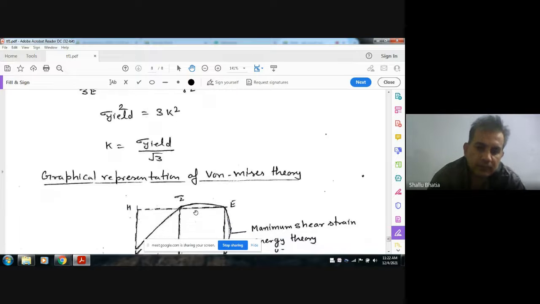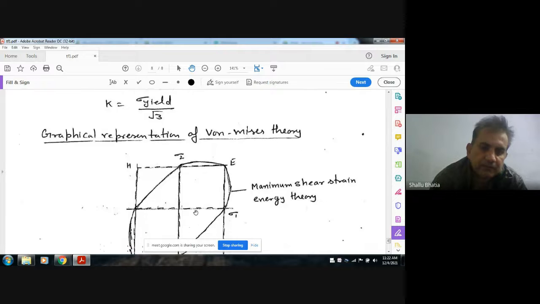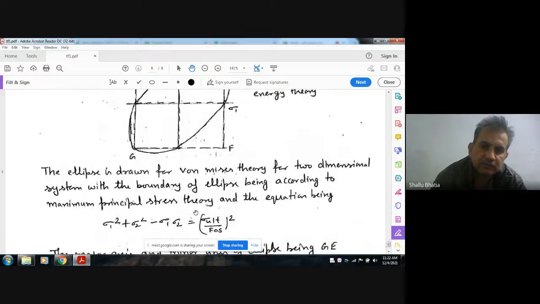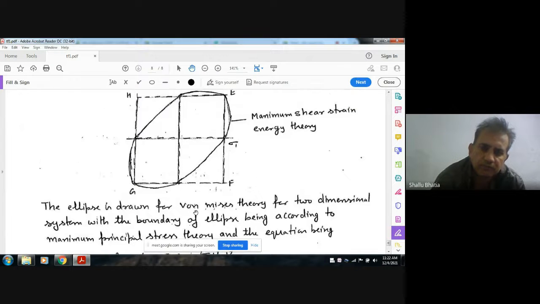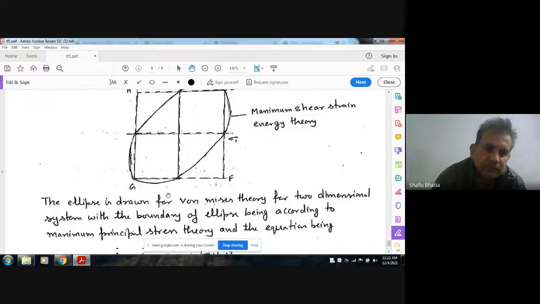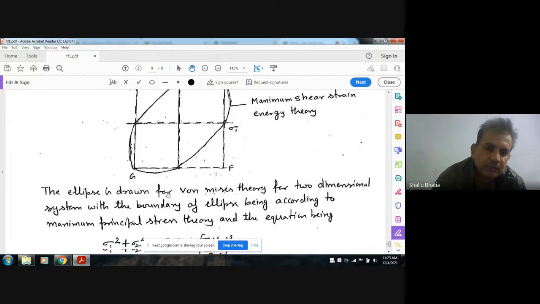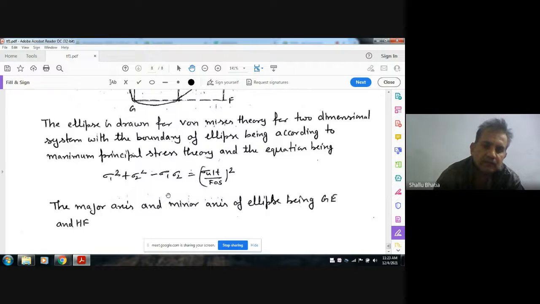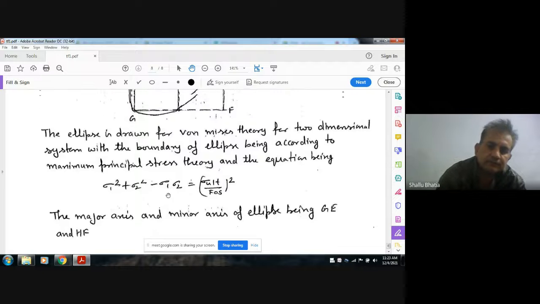Okay. Now the last topic is graphical representation of von Mises theory. The ellipse drawn on the von Mises theory is also an ellipse which is circumscribed on the maximum principal stress theory square. The ellipse drawn on the von Mises theory is for a two-dimensional system, with the boundary of the ellipse being according to maximum principal stress theory and the equation being this. Okay, the major axis and minor axis of the ellipse. Okay, thank you.